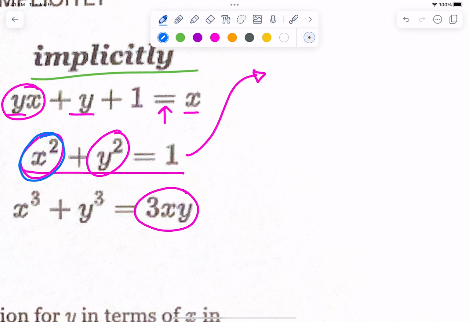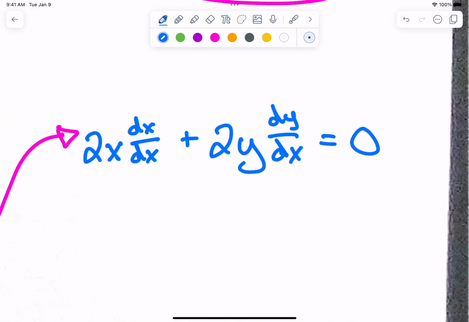If I'm taking the derivative of x squared, this is 2x dx/dx. That's just like saying I took the derivative with respect to x, right? Plus the derivative of y squared is 2y dy/dx because I took the derivative of y with respect to x, equals 0. Okay? Now check this out.